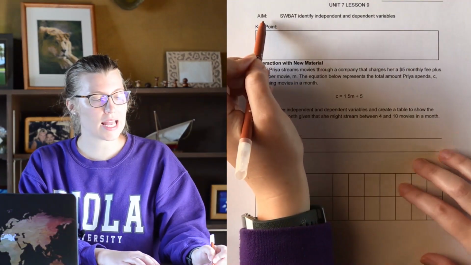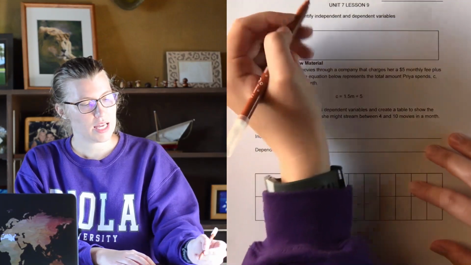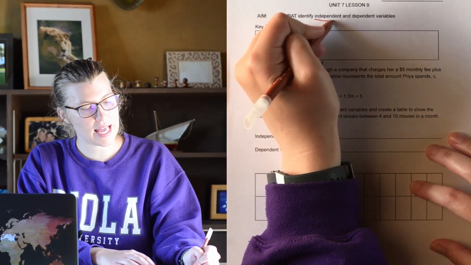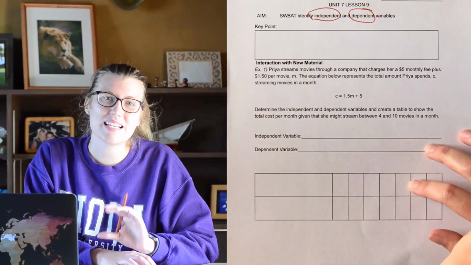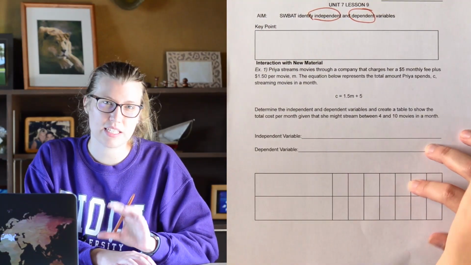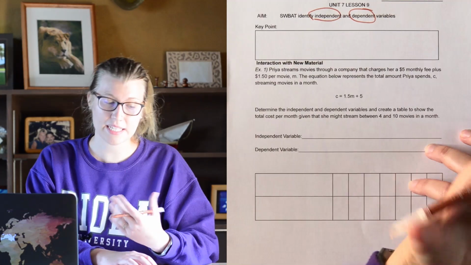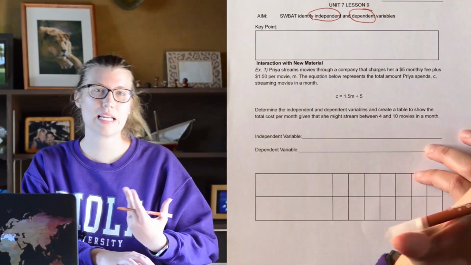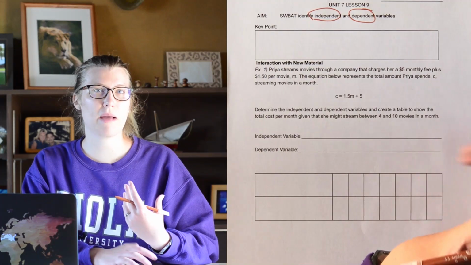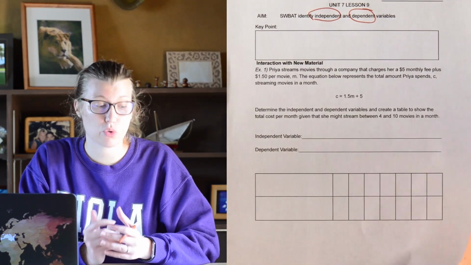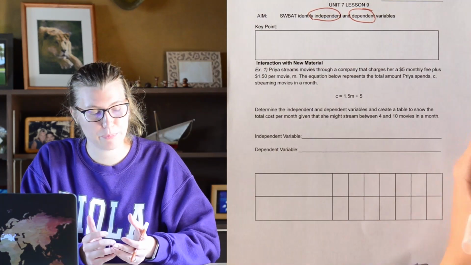Today, we are going to name these two variables because they're not the same. If you look in your notes on your Google Docs, I want you to be there taking notes while you watch this video. Our aim or our goal today is to identify independent and dependent variables. These are our two different types of variables. One is independent and one is dependent.